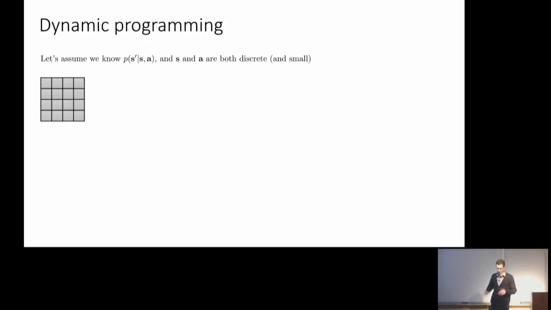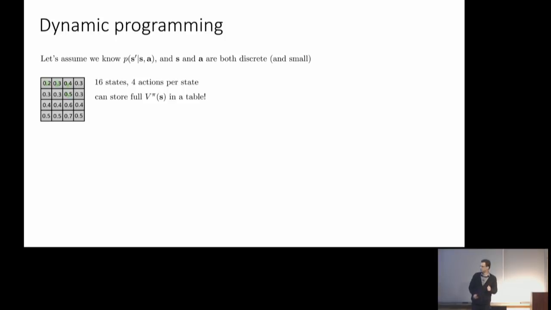An example of an environment where s and a are both discrete and small is a little grid world. It has 16 states, and you can walk around in those states, so you can basically go left, right, up, and down. 16 states, 4 actions per state. That means you can store V pi of s just as a table with 16 numbers. When you hear someone say tabular representation, what they mean is we're going to store V pi of s as a table of numbers.